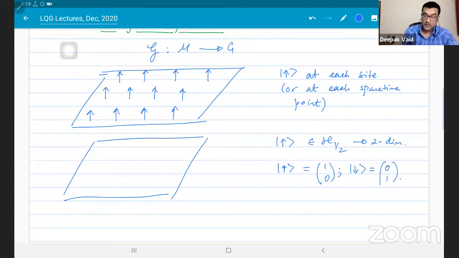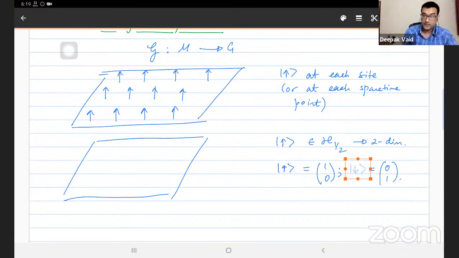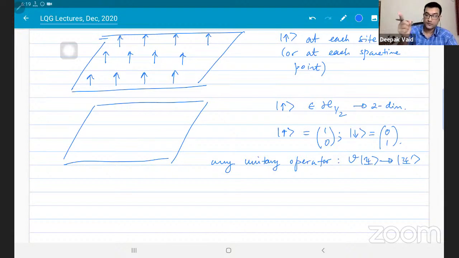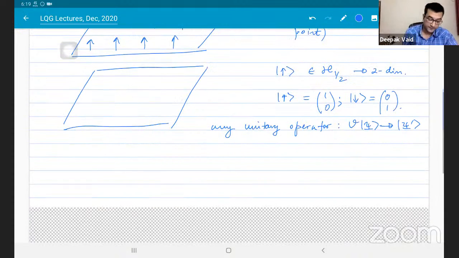So our gauge group is determined by the structure of our matter fields. These are our matter fields. And what are the symmetries of this matter field? The symmetries are that you can apply any unitary operator U, which when it acts on one state will give you another state. Another way to think: with any unitary operator, you take a spin and transform it into a different spin.